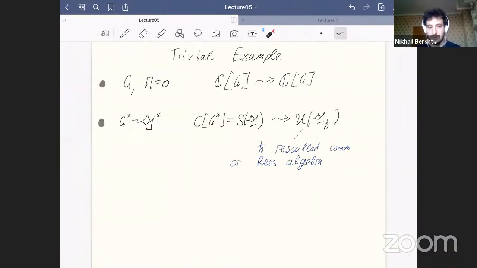I want to support you by an example. I plan to talk about a non-trivial example today, but we start from the trivial example. It is my favorite example. We take group G with zero Poisson bivector. Then we do not need to deform our multiplication, so the deformation remains the same.